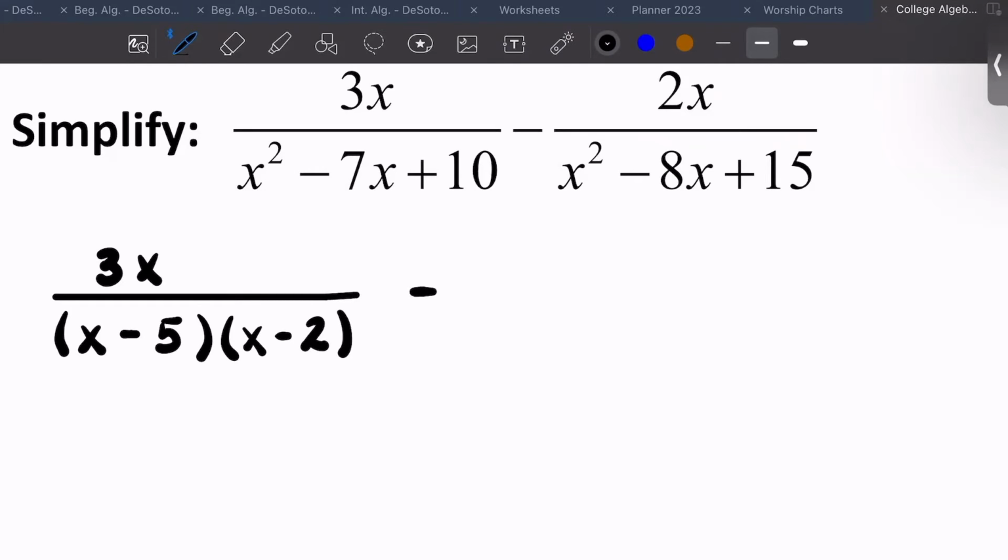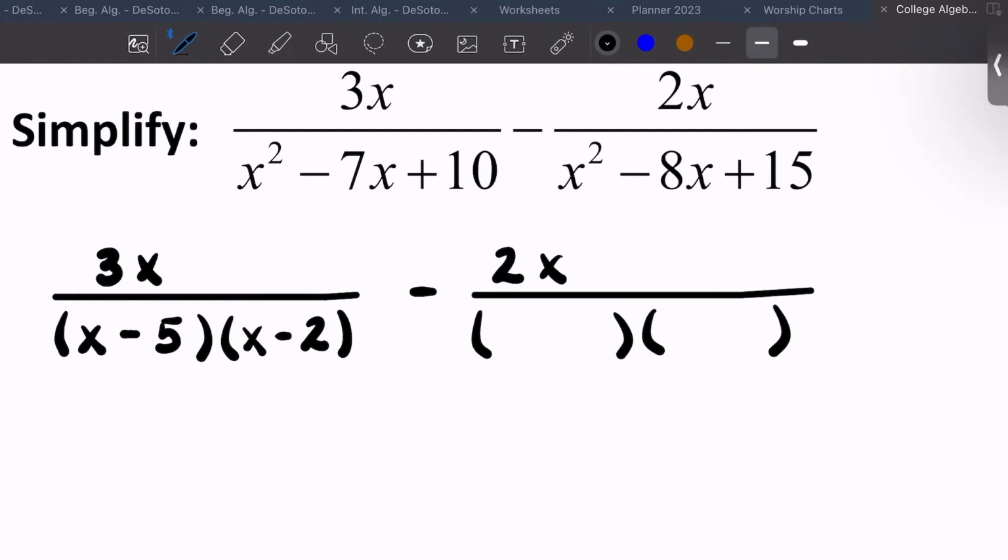Minus 2x over, we have another easy trinomial, and we have x, and so both of our signs are the same, and they're both negative.